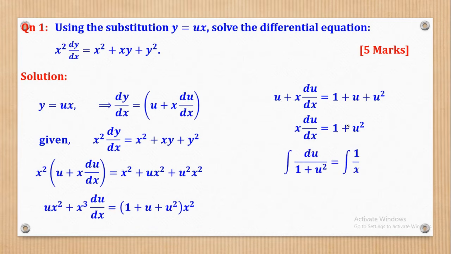Then next is to separate the variables and put integrals on both sides, as we have been doing under separable differential equations. The next is to integrate. This gives you arctan u and this gives you ln x plus the constant of integration.